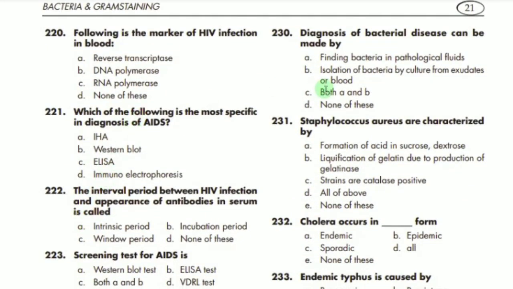MCQ number 30 is, diagnosis of bacterial disease can be made by finding bacteria in pathological fluid, or isolation of bacteria by culture from the exudate or blood. So both A, B is the correct option. C is the correct option. Staphylococcus aureus is mostly characterized by being catalase positive. C is the correct option. Cholera occurs in the form of epidemic, so all of these. D is the correct option. Epidemic typhus is mostly caused by Rickettsia prowazekii. A is the correct option.